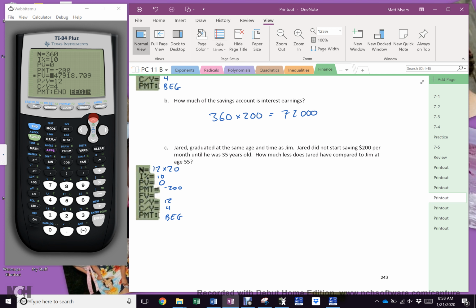Now you guys can do this way faster than me because this calculator is a pain. 240. Ooh, Jared. Have you ever met the Jared who didn't work at Sunlight? $300,000 less dollars.